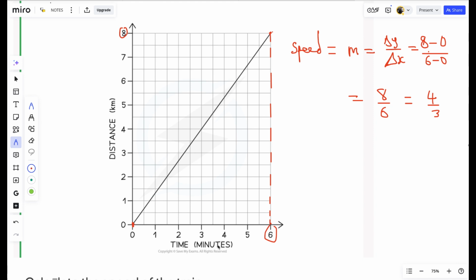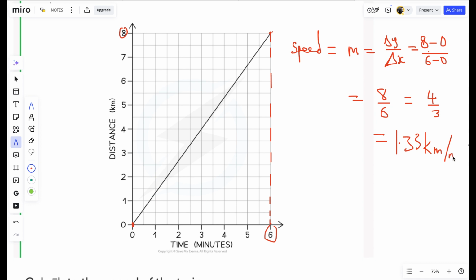There's something we can do. We can either change this minute to hour, or when we finish, we put our answer in kilometer per minute. If we don't change it, we leave our answer in kilometer per minute. So we're going to do it in both ways. Here, this is 4 over 3, which means 1.33 kilometer per minute.